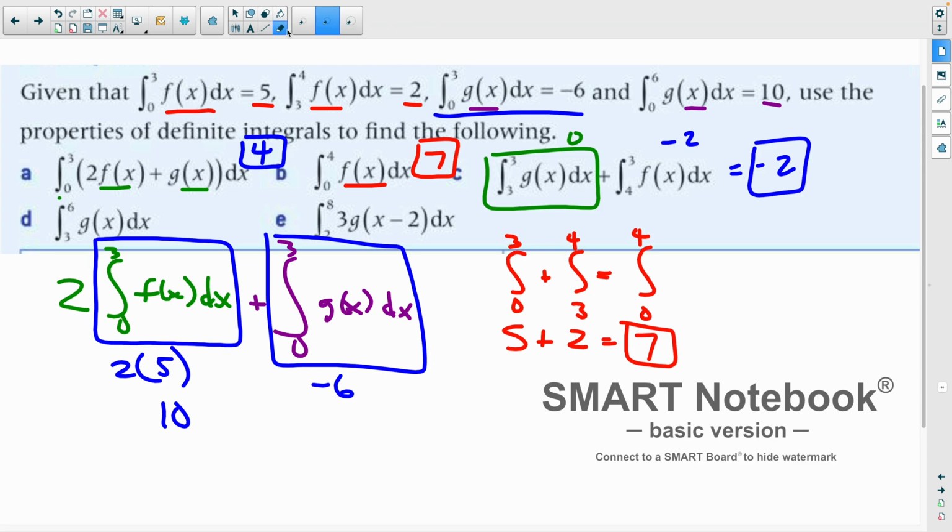Anybody still using this right here? I'm going to erase this because I'm going to put problem D right here. We okay? Go for it.